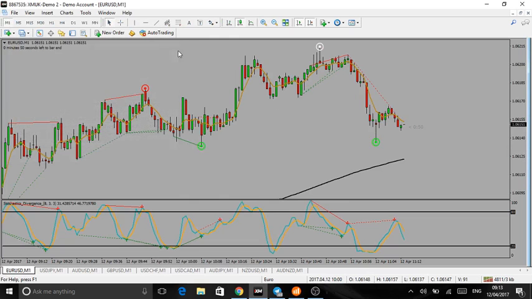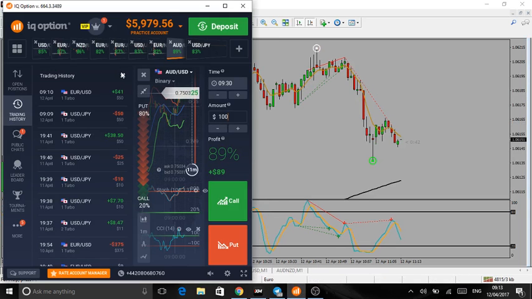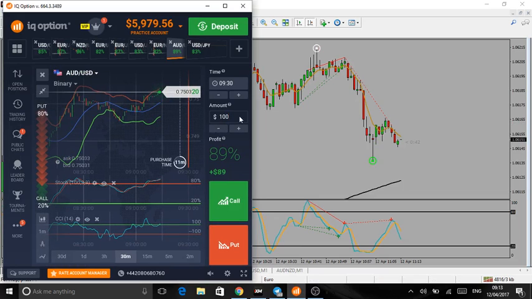I could have martingaled, but I don't advise you to martingale more than 3 times. How martingale works, if you aren't familiar with it: if I ever lose a trade, my next trade will be 2.5 times bigger. So 2.5 times 100 is going to be 250.